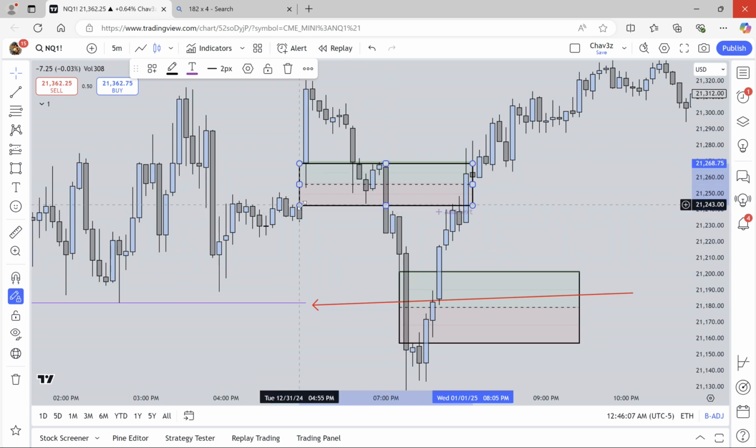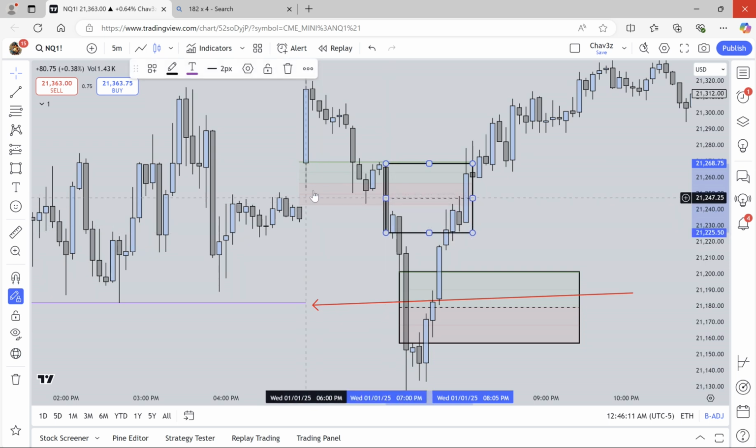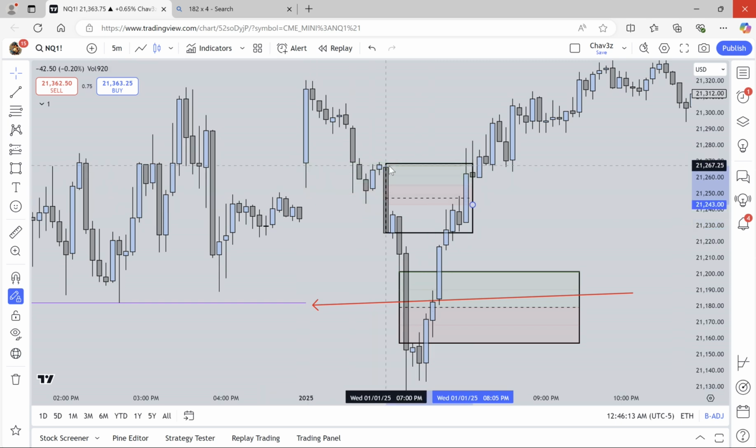We'll do it again, but in the form of a candle. There's that. I know it's a lot of PD arrays, guys. I know it's a lot. So once this displacement candle took the gap, and we failed to close above the 50%, what do we do? We displaced more. Continuation of what? Of the displacement.